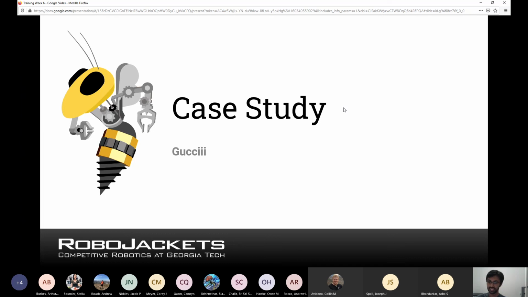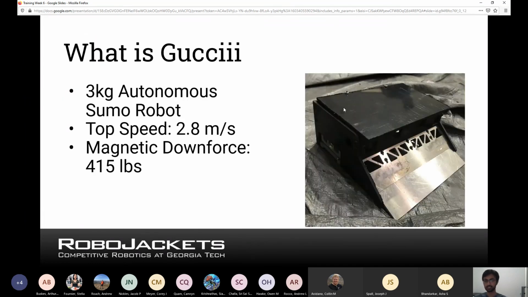So now I gave you guys some general ideas about design, and we're going to talk a little bit about why those are applicable to this particular robot, which is Gucci. Gucci is a 3-kilogram autonomous sumo robot, which means that its job is to push another sumo robot out of the ring. This robot can move at a speed of 2.8 meters per second, which is pretty fast considering its size, which is about 10 inches. And it'll have 415 pounds of magnetic downforce because in order to win pushing matches, you need to be close to the ground.